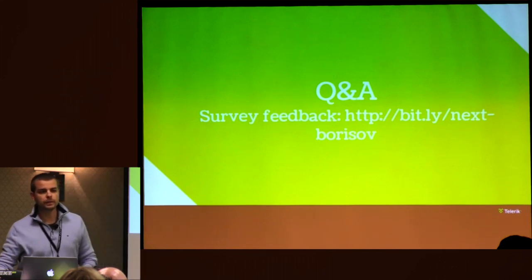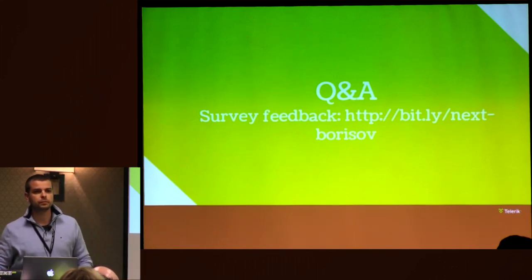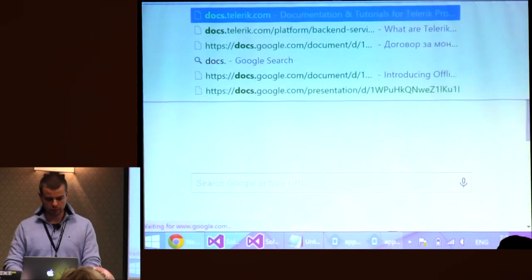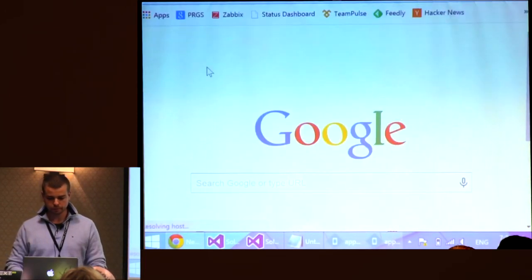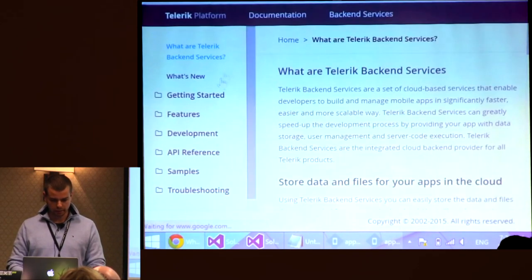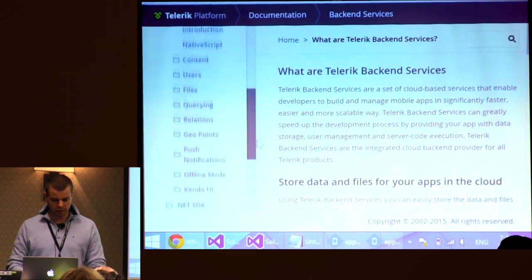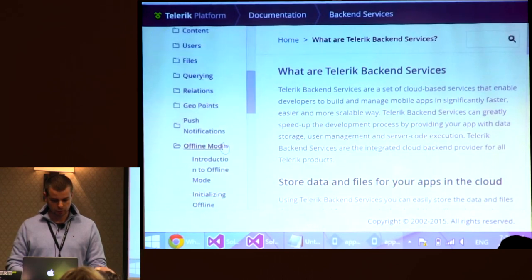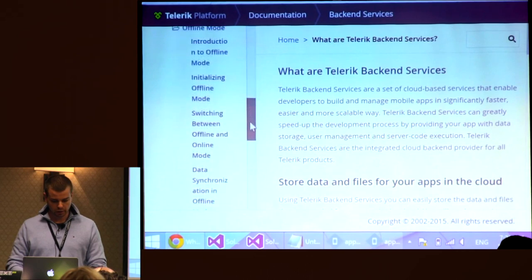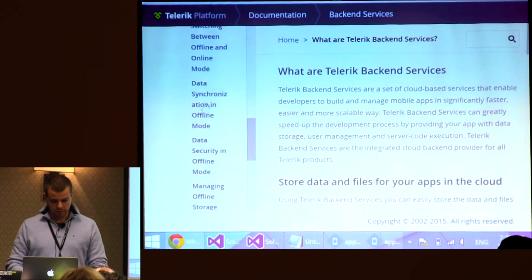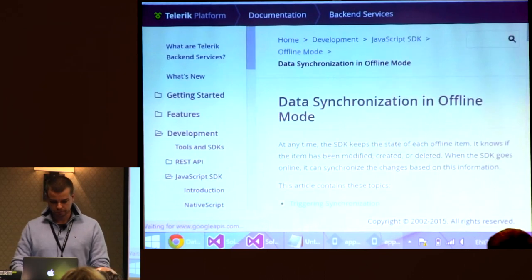You want to change the server always wins or some type of custom logic, where do you do that? We'll just put a setting here. So let me just pull up the backend services documentation to show you exactly the API. It is just a simple setting. So here is our JavaScript SDK, offline mode, and data synchronization offline mode.